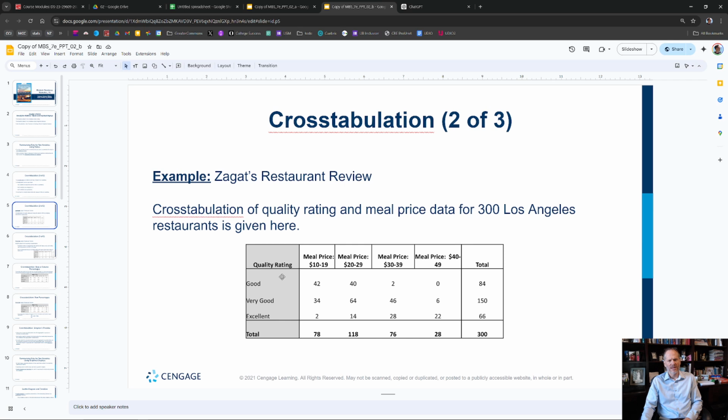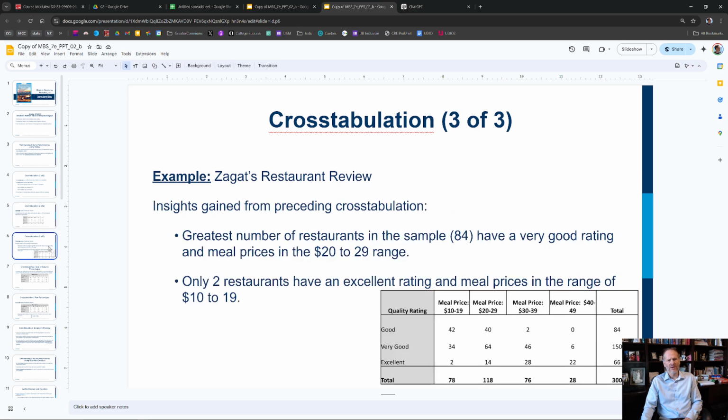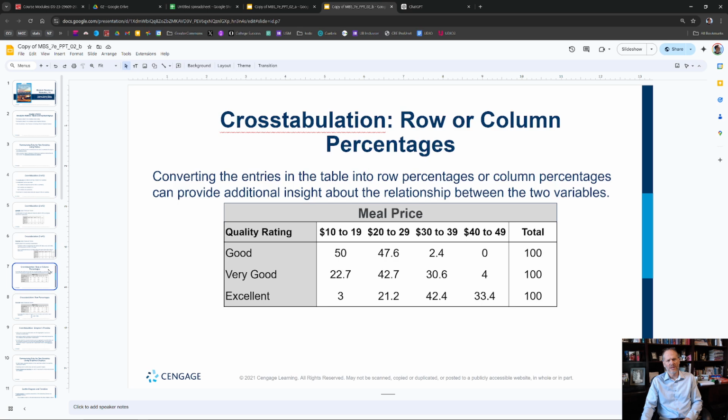So here is this class. This is qualitative, categorical: good, very good, excellent. And this is quantitative: what was the price of the meal, right? And if you fell into these ranges, then you fell into these classes. So that's an example. You can pause the video and look at it. And then here is interpretation of that. So you could pause the video and you could read this.